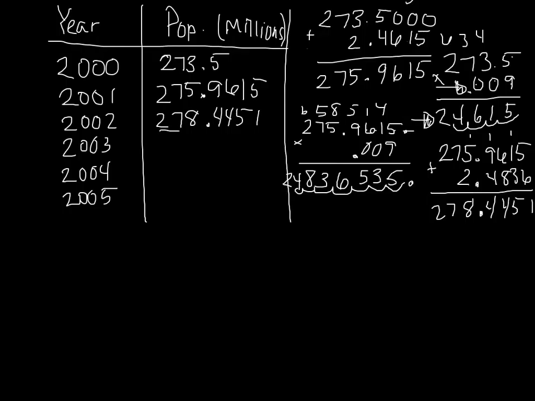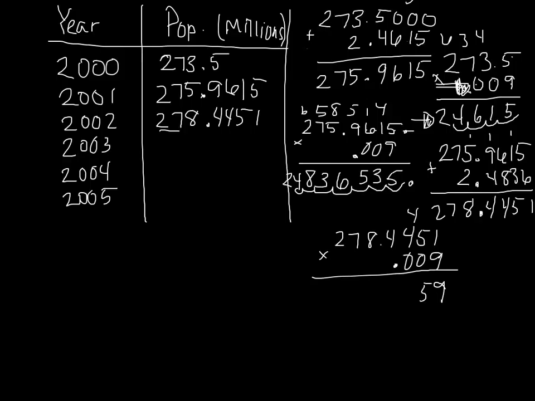Take my new number, times it by my percent increase. 9 times 1 is 9. 9 times 5 is 45. 9 times 4 is 36, plus 4 more would be 40. 9 times 4 again is 36, plus 4 more would be 40. 9 times 8 is 72. 9 times 7 is 63, plus 7 would be 70. 9 times 2 is 18, plus 7, 25. Bring it back 7.